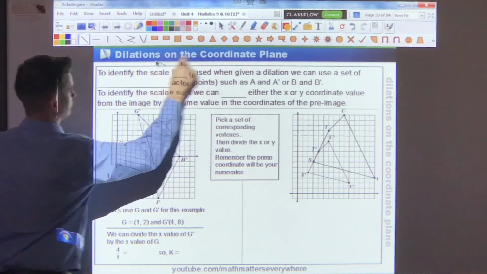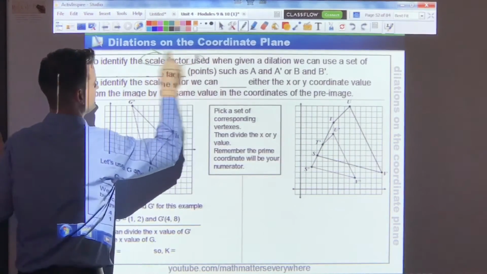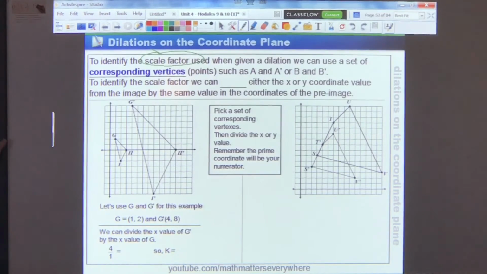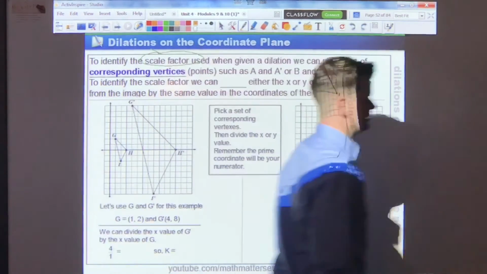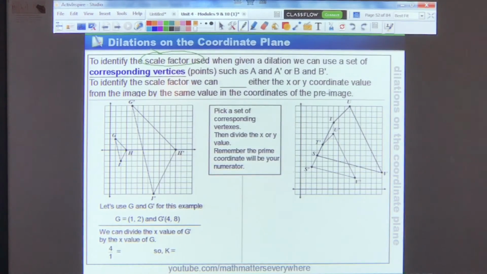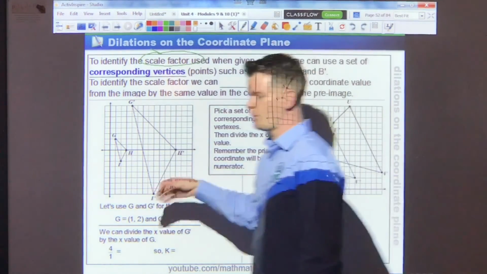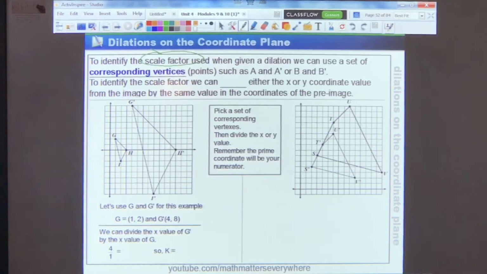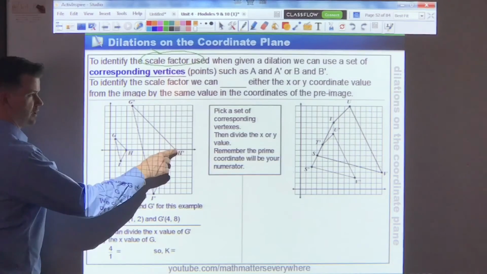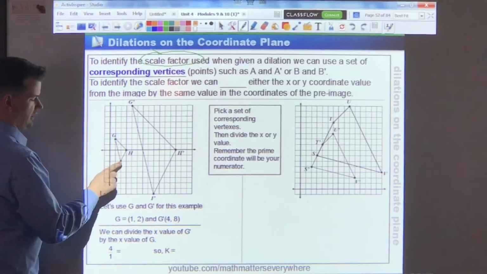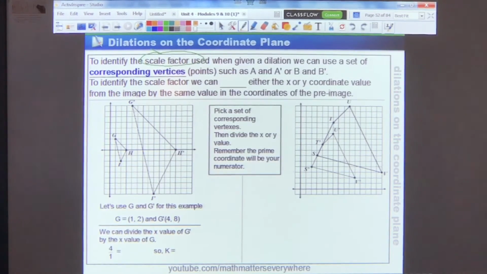In order to identify the scale factor, we once again will use a set of corresponding vertices, aka corresponding points, such as A and A prime, B and B prime, C and C prime, so on and so forth. This is the same way you wrote rules for translation. You get a set of corresponding points, such as H to H prime, G to G prime, I to I prime. You have to identify those first. Once you do, you should know the answer to this question.